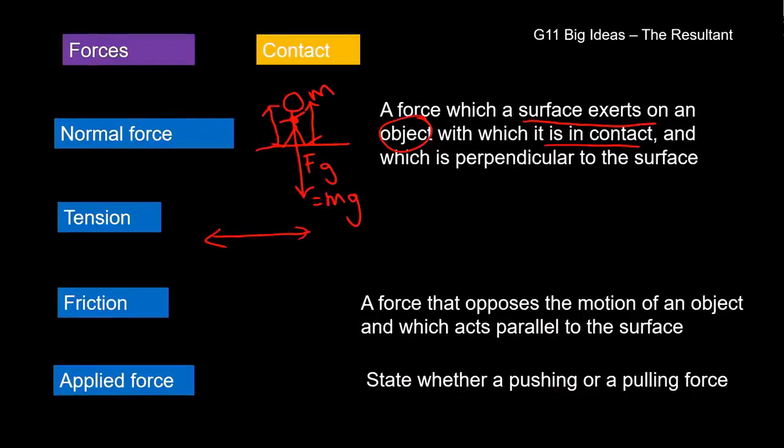So tension is in a rope or in a string, like tug of war. That would be tension when a rope or some sort of cord is being pulled in opposite directions.